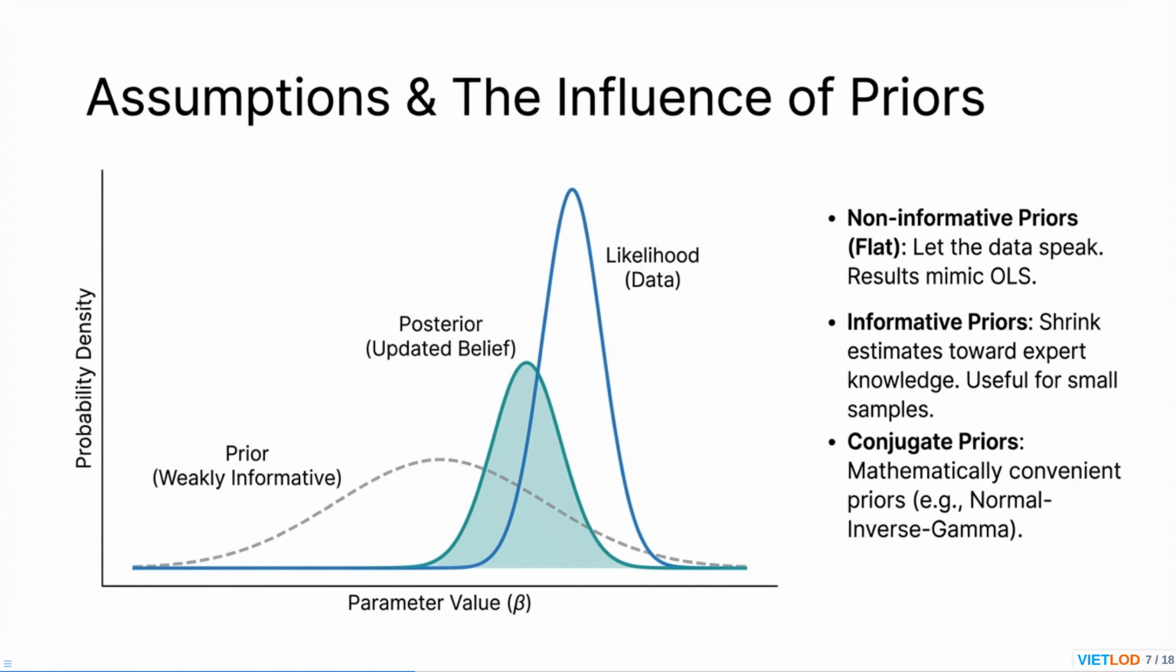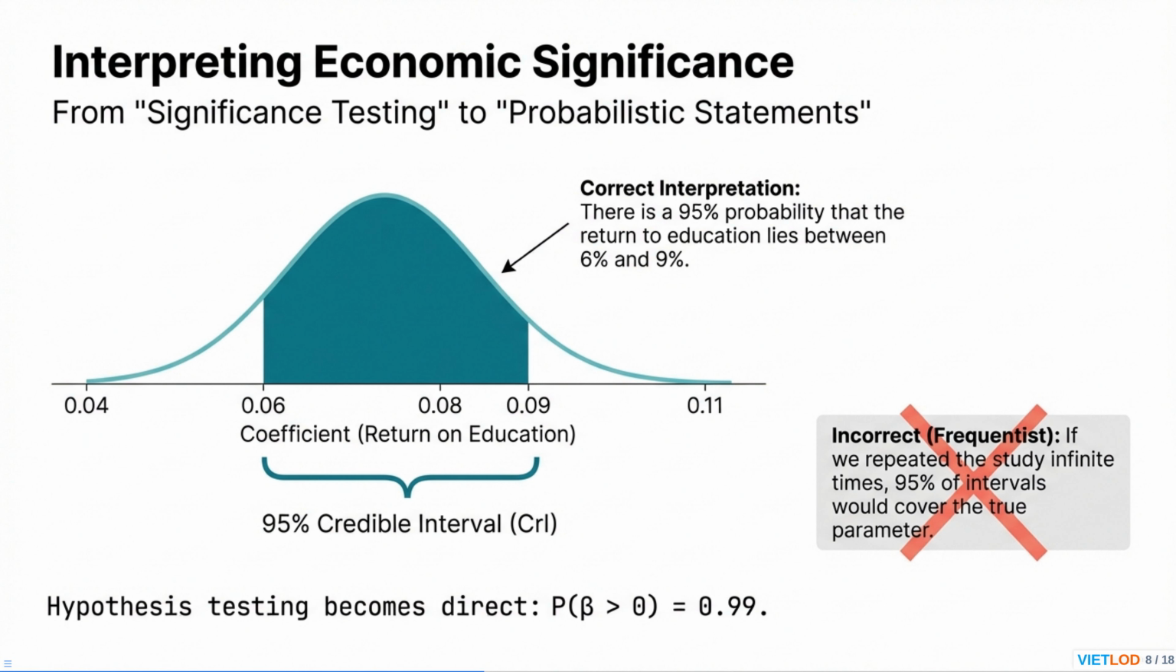Finally, conjugate priors are selected primarily for mathematical convenience. When a conjugate prior is combined with a given likelihood function, the resulting posterior distribution belongs to the same family of distributions as the prior, which greatly simplifies the computational process.